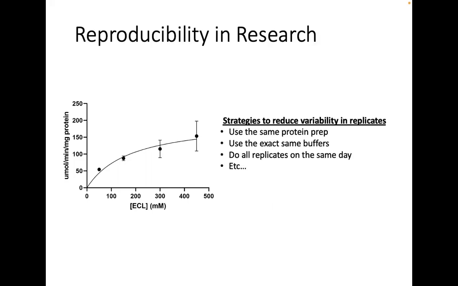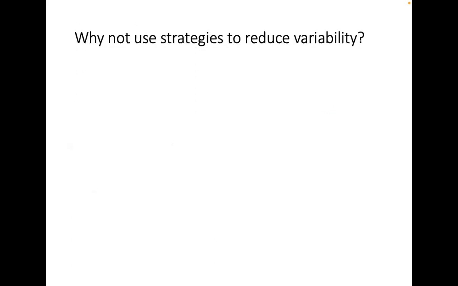And so I'm sure many of you or all of you have been taught many different strategies to reduce variability in your replicates, like use the same protein prep if you're doing protein work, or use the exact same buffers when you're growing something, testing something, do all your replicates on the same day. I'm sure you can name many others that you do on a daily basis. I want to challenge you all to consider ignoring that for a particular reason. So why would I bring up such a heinous idea in genetics colloquium?